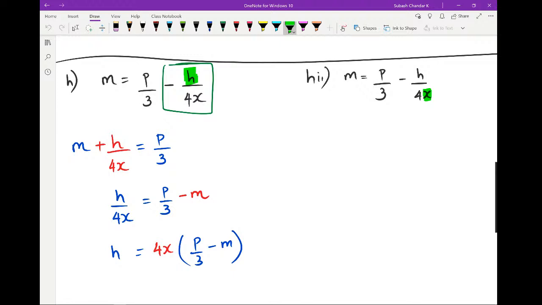Is this a New Zealand thing? Yes, Dark Ninja, we are doing NCEA level 1, which is from New Zealand. I'm not sure where you're from, but it is a New Zealand thing.